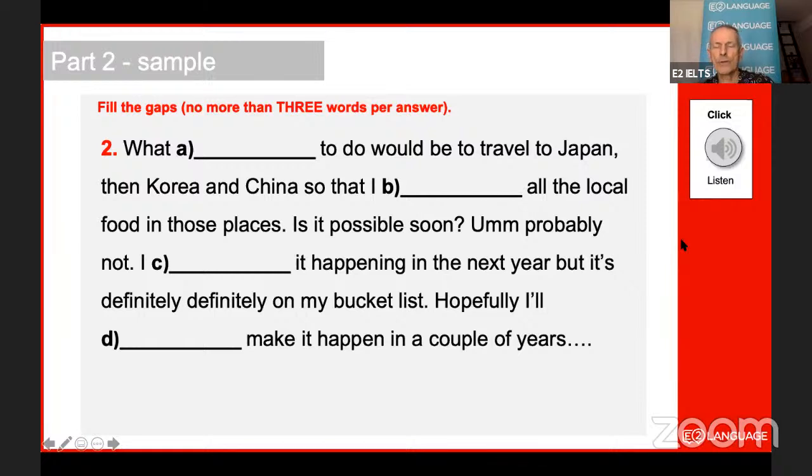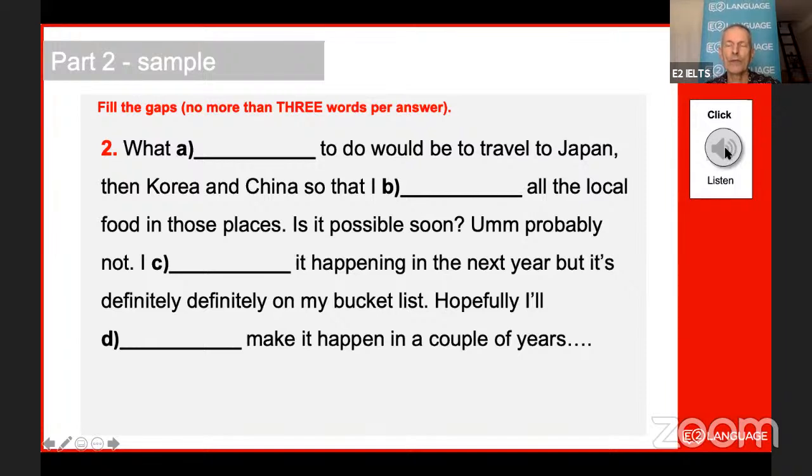Yeah, try or taste. Passion? Probably not. Is it possible soon? I don't think it happening. No. I can see. I don't see. Possible. That's better. Okay. And the last one, hopefully I'll be make it happen, Sarah? Not so sure. Be able to. That sounds good. Let's have a listen.